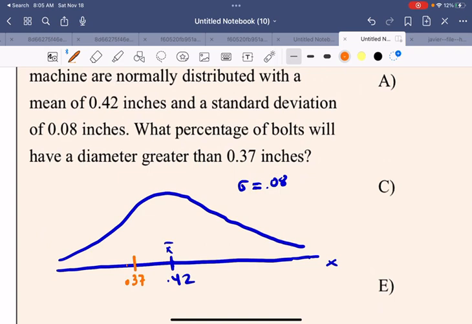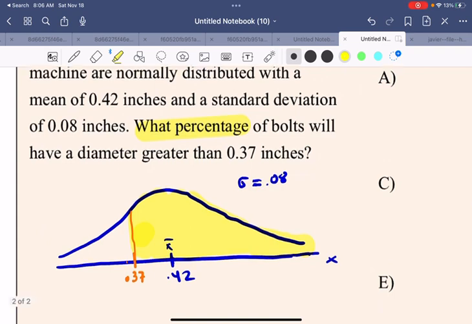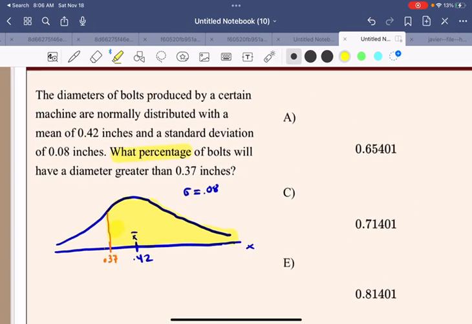What percentage? Well, the percentage could be represented by the area to the right of that. Well, that's not the color I want, sorry. So there you go. The question, what percentage, is answered by this area. If we could answer the question, what percentage of the area lies to the right of here, the shaded area, that would be exactly the percentage of the bolts that have a diameter greater than 0.37 inches. Okay, so you could eyeball it. It's a little bit more than 50%, or we could do it more precisely using our techniques for normally distributed variables.